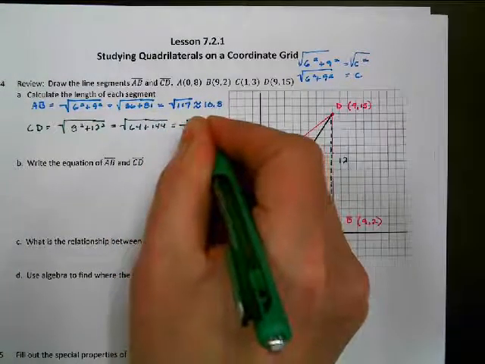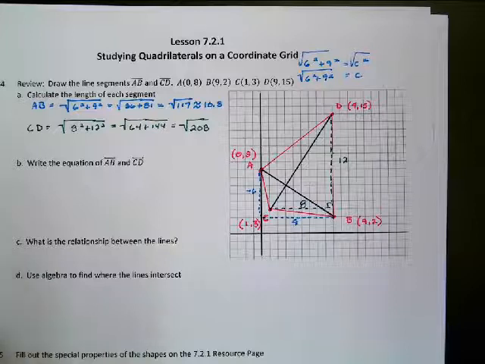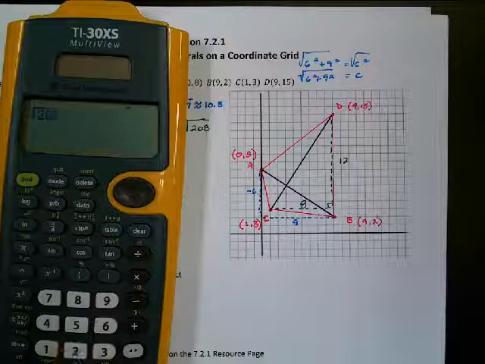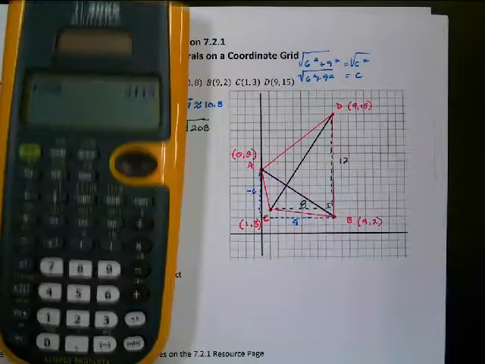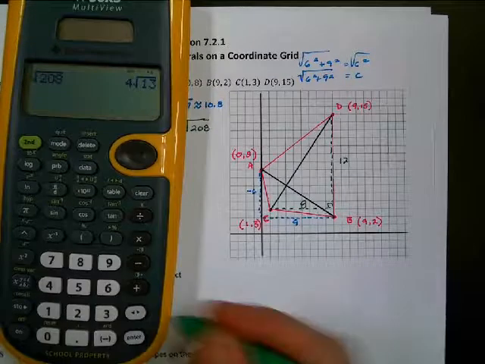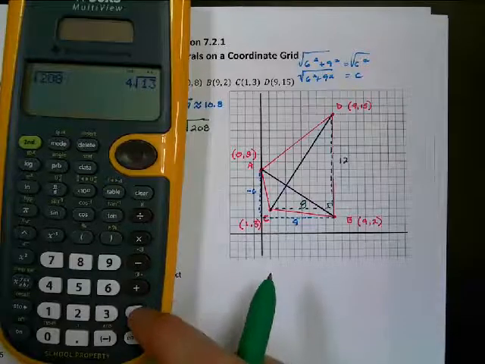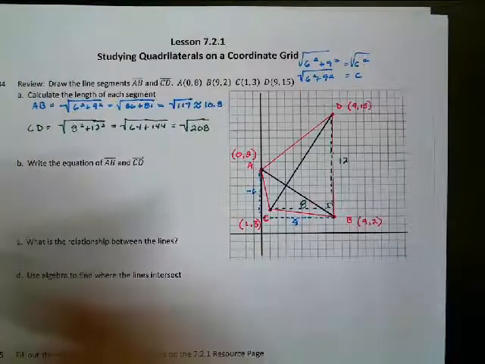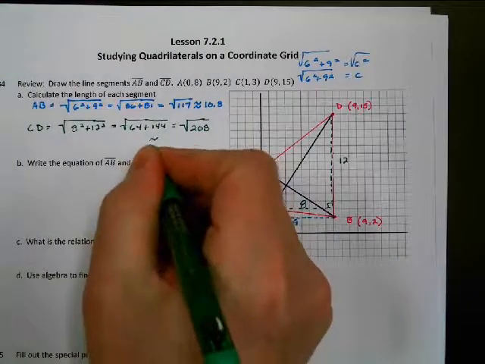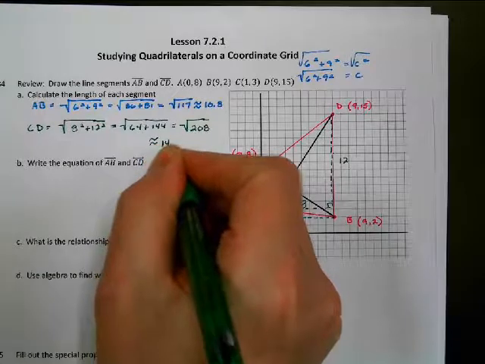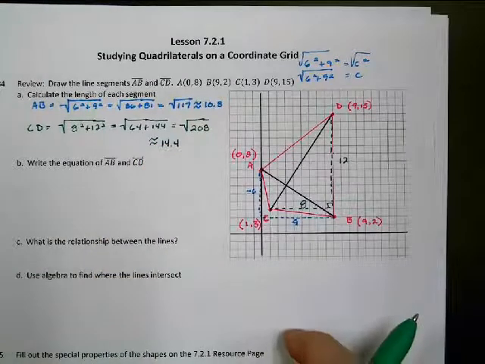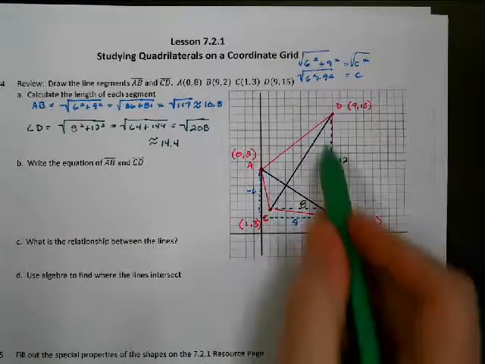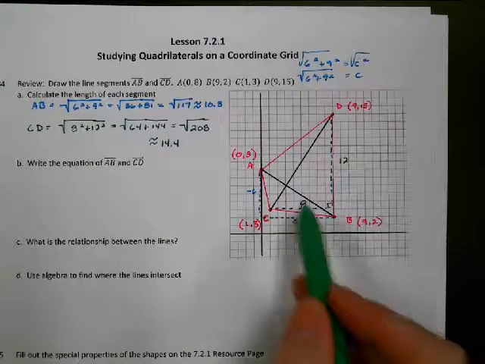208 is not a perfect square. So we take out our calculator and ask, what is the square root of 208? It reduced it for me, but no, I want a decimal answer. So calculator, give me the decimal answer right here. And it comes out to 14.4. So this is approximately 14.4. Sweet. All right, so to find the lengths of the segments, we make right triangles, and then we do a squared plus b squared equals c squared.